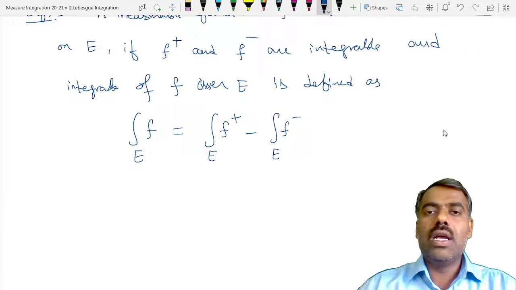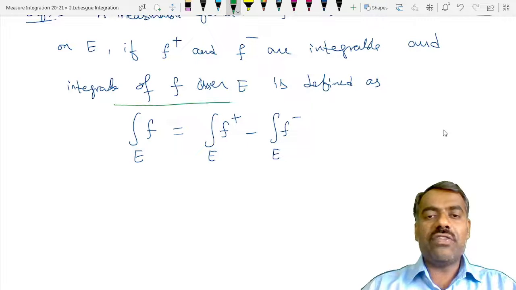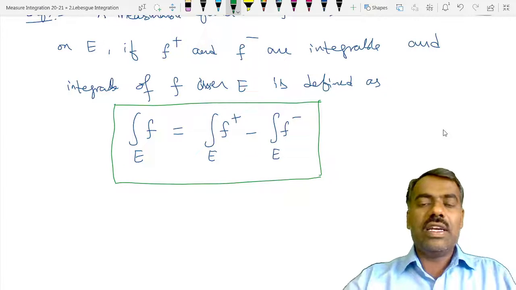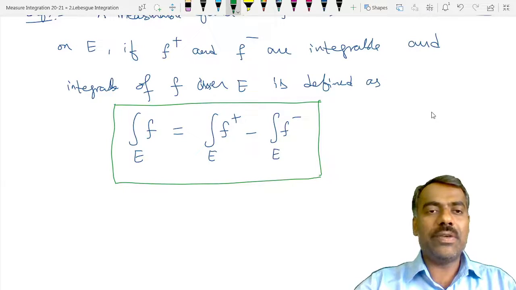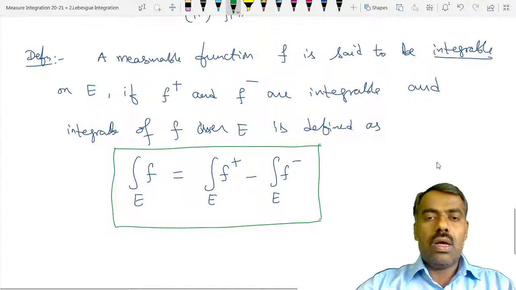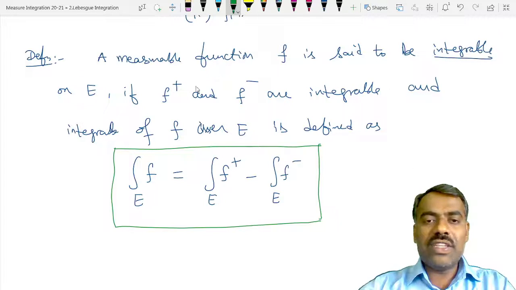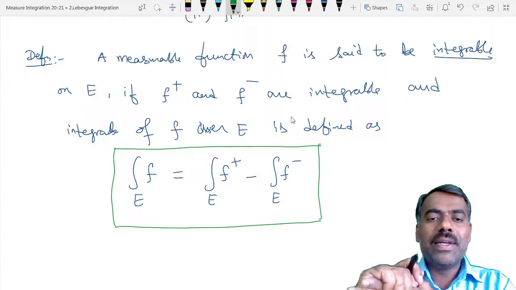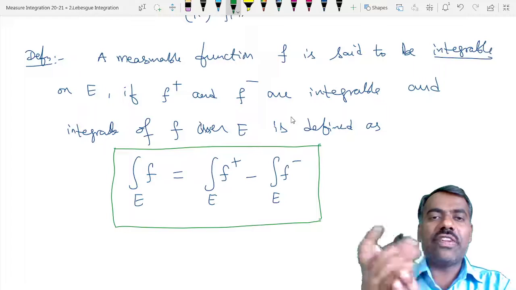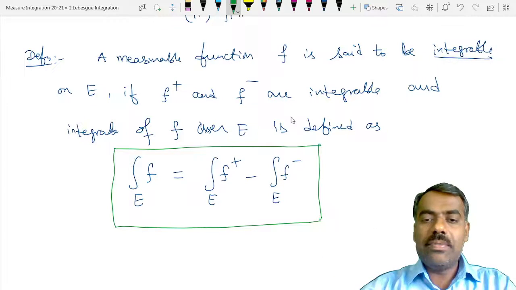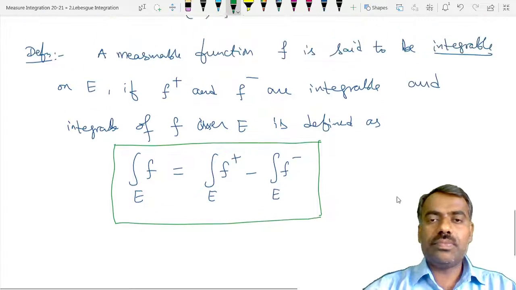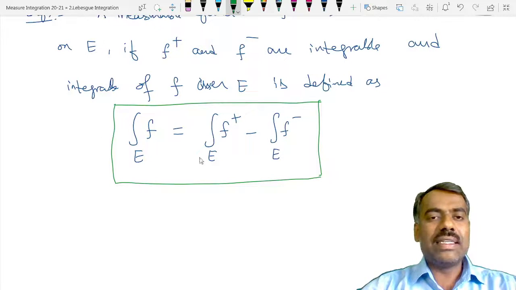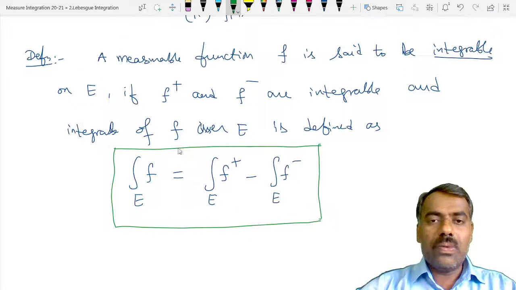Is this clear? The definition of the integral of any measurable function is nothing but defining it in terms of its positive part and negative part, right? Yes or no? So if one of these, f plus and f minus, is not integrable, then f is not integrable. Okay. So if both are integrable, then f is integrable, and integration of f over E is defined as the difference of these integrations, right?